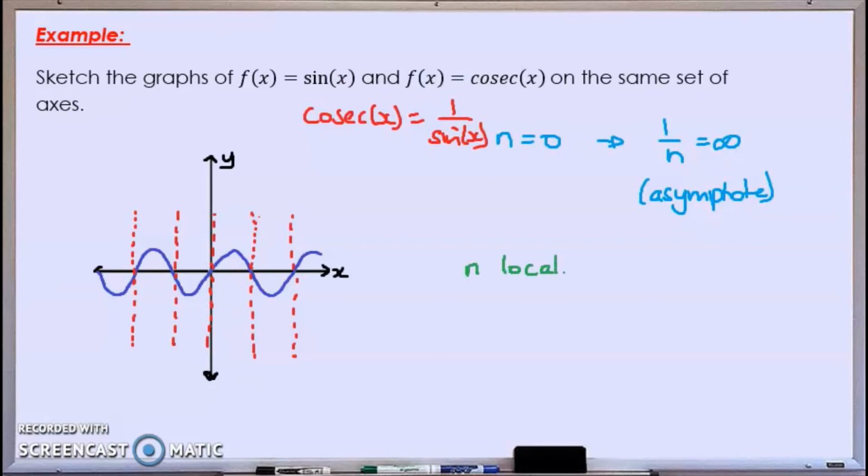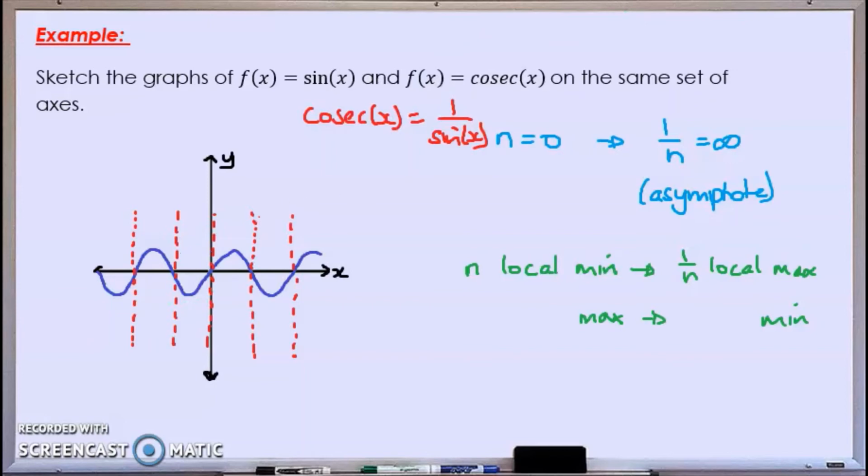Now, we have another piece of information we know, and that is that when n has a local minimum, 1 over n has a local maximum. And when n has a local maximum, 1 over n has a local minimum as well. And we'll be using that. So for all of these maximums here, my 1 over n, my reciprocal graph, will have a local minimum. And for all these minima, my reciprocal graph will have a maximum.